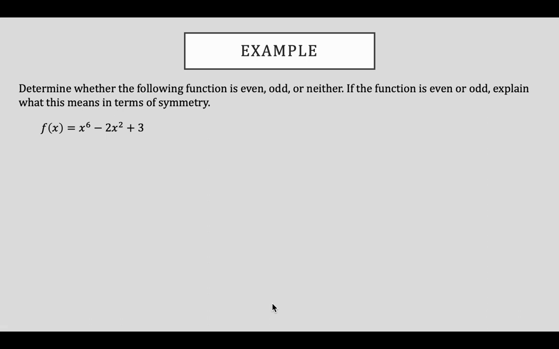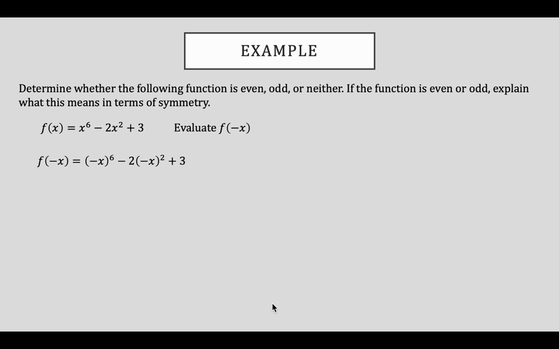Let's go through a couple examples. Determine whether the following function is even, odd, or neither. If the function is even or odd, explain what this means in terms of symmetry. So here we have f of x is equal to x to the 6 minus 2x squared plus 3. How do we test to determine whether or not a function is even, odd, or neither? We need to evaluate f of negative x.